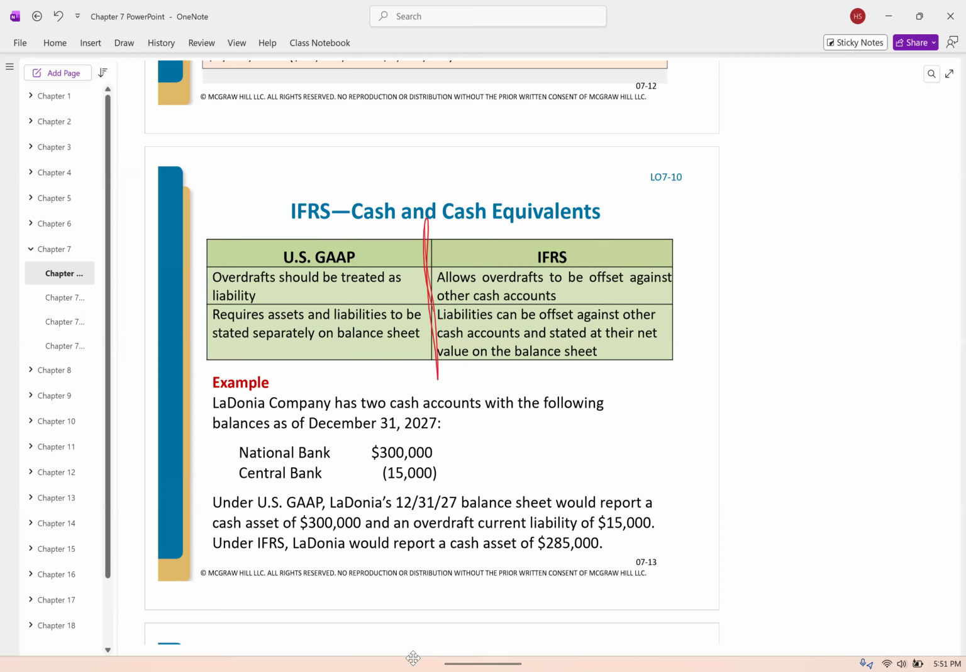US GAAP overdrafts are treated as a liability, whereas IFRS allows the overdrafts to be offset against other cash accounts. Okay. US GAAP requires assets and liabilities to be stated separately on the balance sheet. Under IFRS, liabilities can be offset against other cash accounts and stated at their net value on the balance sheet. Okay, so they can do that.